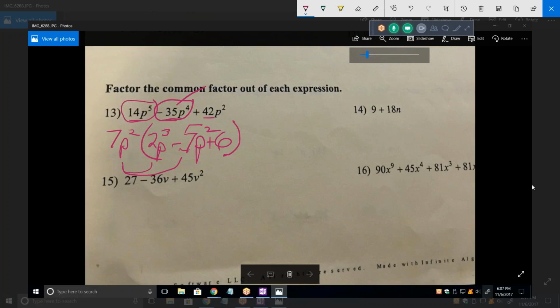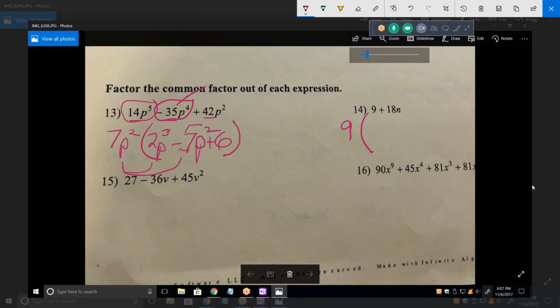Okay. All right, let's look at 14. It's the greatest number that can be taken out. 9. And what's the greatest letter that can be taken out? Just N. None. None? Unless you meant N as in none. Okay. In other words, you can't take out an N.